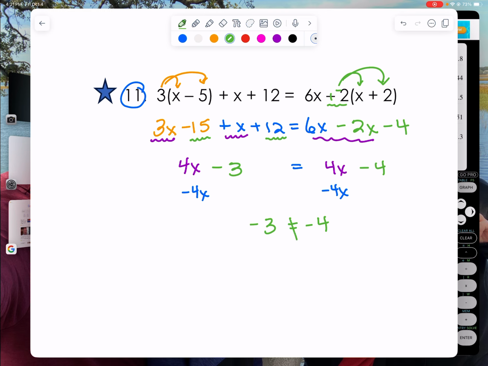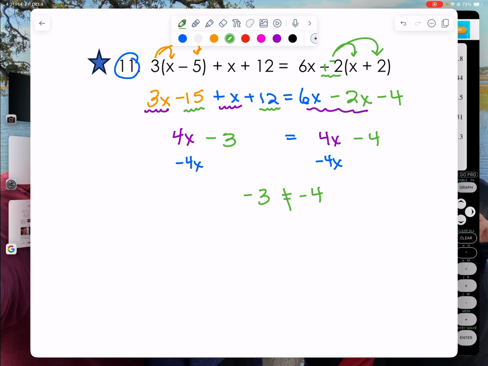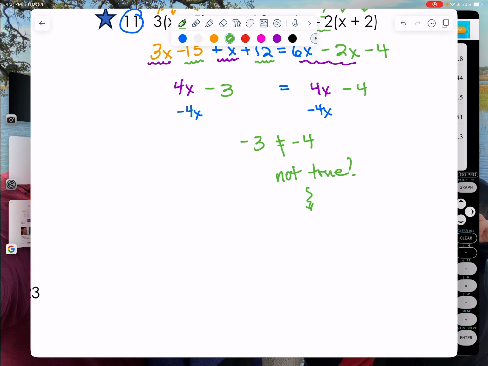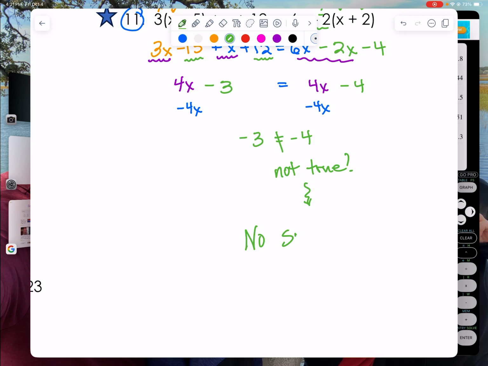So, since they're not the same, what that means is it doesn't matter what you put in for the x's at the very beginning. Doesn't matter what number you put in, it's never going to be equal. Because see, all the x's canceled. So when all the x's cancel and you get something that is not true, that means there is no solution to this problem. No solution to the problem.